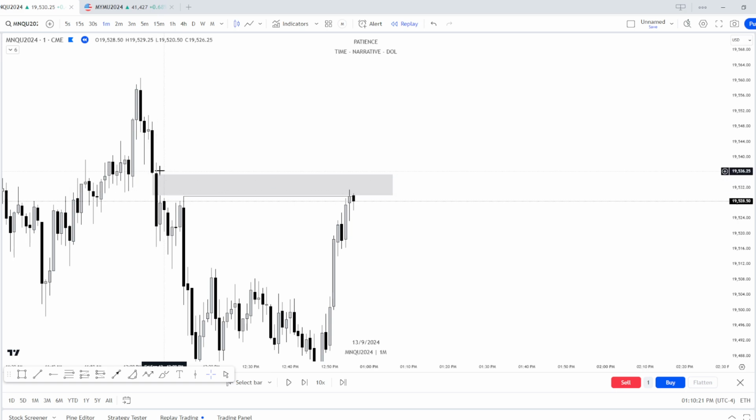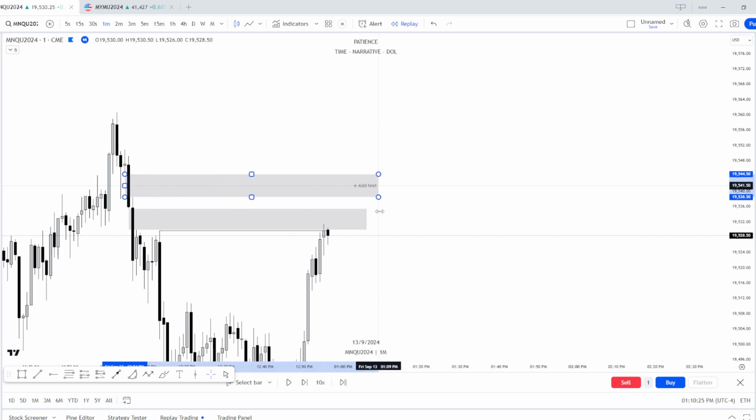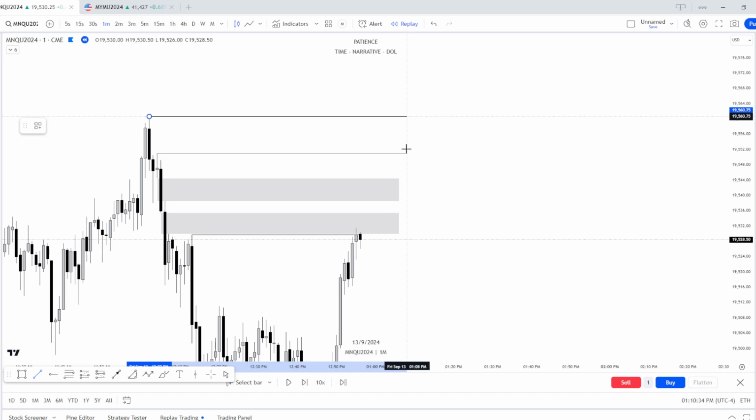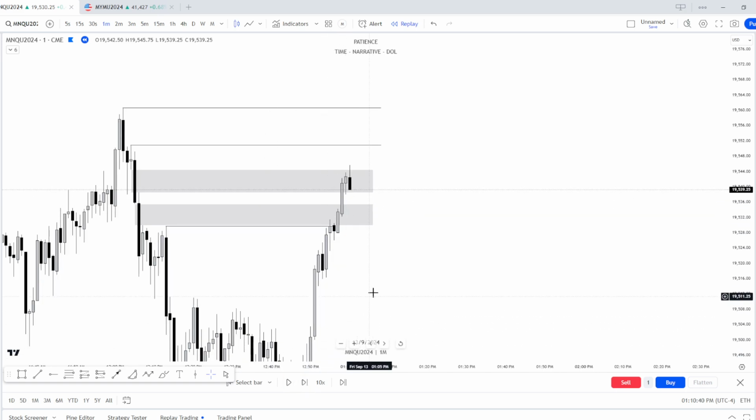If we invalidate this fair value gap, and we invalidate this one right above it, what would I expect? I would expect this high to be the draw on liquidity. I would expect us to come up to either one of these highs. So I don't know what happened here. Okay, so we invalidated this first one. We're about to invalidate the second one.